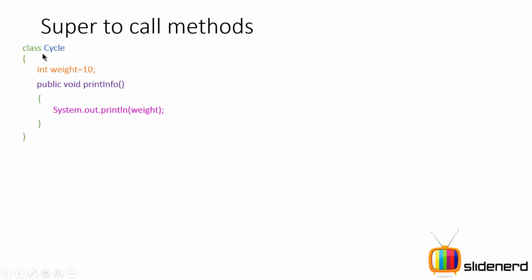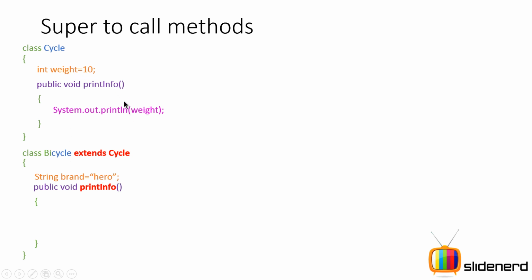For a simple example, I have a class cycle. It has an int weight equals to 10, and there is a printInfo method that's going to print the weight over here. There's a class bicycle that extends cycle, and let's say there's a brand equals to hero. And there's another printInfo method over here. Now inside this printInfo that belongs to bicycle, I want to print the brand equals to hero, which can be simply done. I also want to print weight equals to 10.